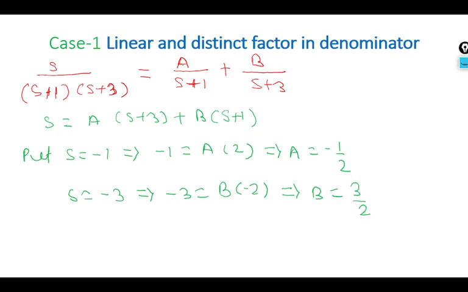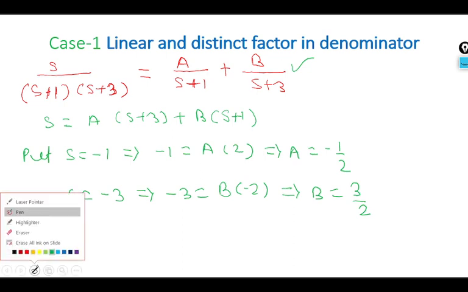And we can easily replace these values of a and b in the original fraction, and we can find the inverse Laplace of that. So that was the substitution method for getting the constants of the partial fraction. But the shortcut method is actually derived from this substitution method only.